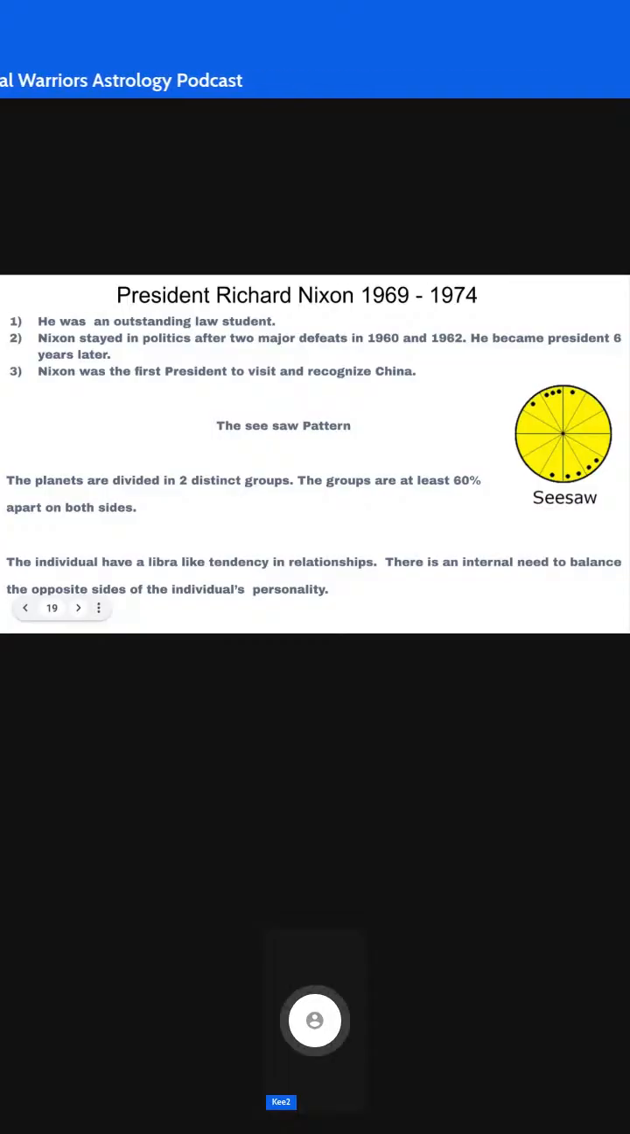The individual has a Libra-like tendency in relationships. There is an internal need to balance the opposite side of the individual's personality. So even though the individual may not be, say, Libra per se, they have that tendency. You may mistake them for a Libra based on this seesaw pattern.